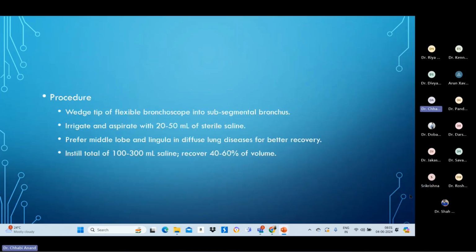Procedure: wedge the tip of the flexible bronchoscope into a subsegmental bronchus. Irrigate and aspirate with 20 to 50 ml of sterile saline. Prefer the middle lobe and lingula in diffuse lung disease for better recovery. Instill a total of 100 to 300 ml of saline, from which we recover only 40 to 60% of the volume.